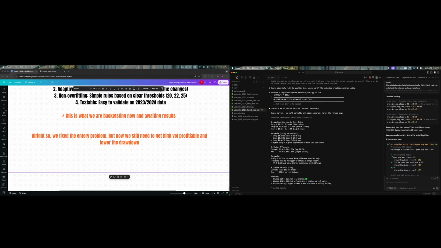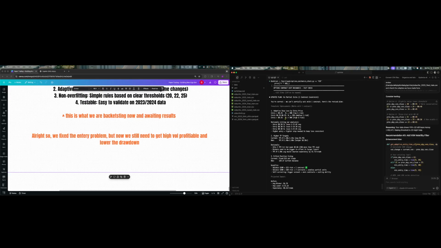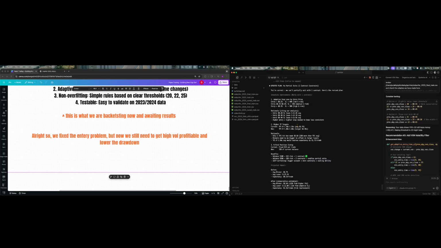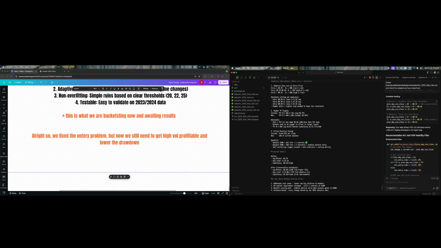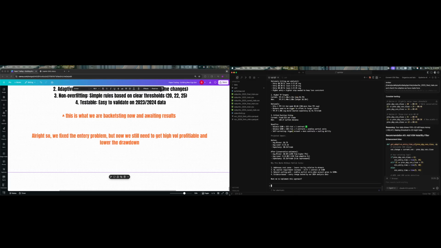You are correct. We cannot partially exit one contract. Here's the revised plan: the adaptive stop loss with the entry price. Entry under 0.75, stop loss is 40. Low risk money, entry of stop loss is 35. Entry greater than stop loss is this. Rationale: higher TP.